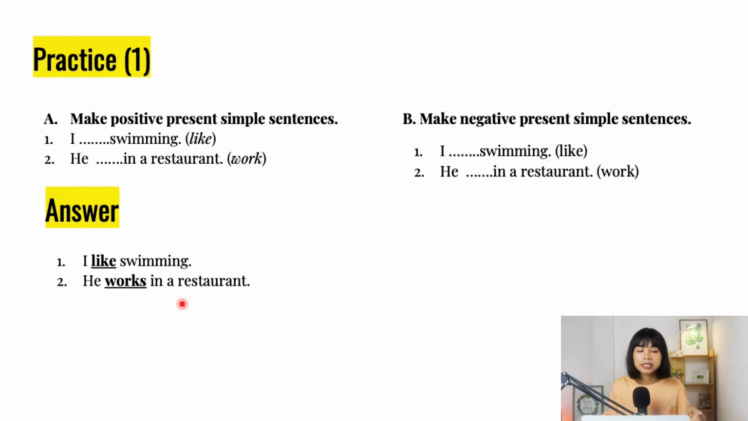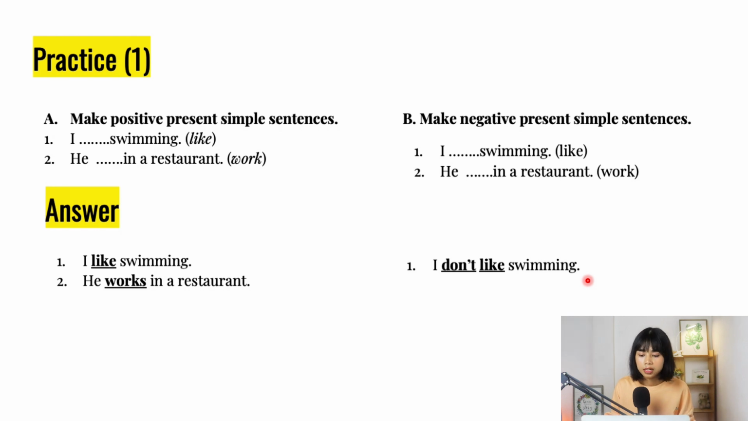Okay, in the second exercise, let's write the negative sentences. Okay, so now you learned how to write the positive sentences. So it's even easier for you to make the sentences negative. So with the subject I, you already know that you use the auxiliary verb do. Okay, so the correct answer is I don't like swimming or I do not like swimming.